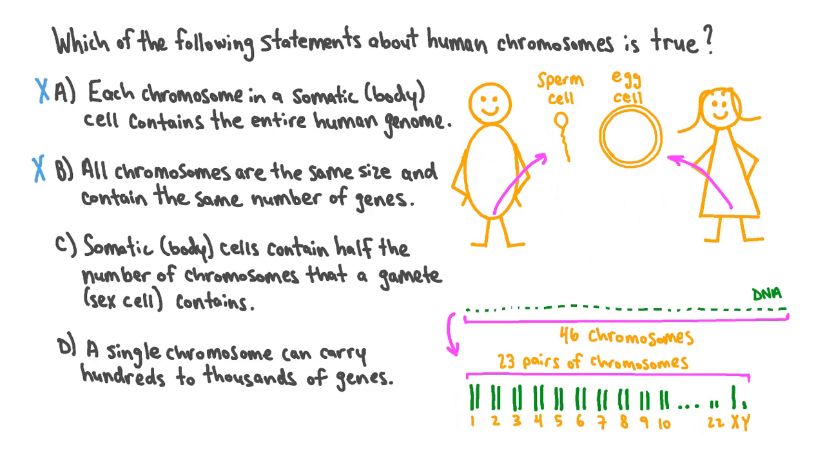Besides body or somatic cells, the human body can also produce sex cells. These sex cells, also called gametes, do not contain 46 chromosomes. Instead, they only contain one chromosome from each pair, so just 23 in total. This is so that when the sex cells combine during fertilization, the resulting embryo has the correct number of chromosomes in each of their cells, or 46 in total. So this statement is also incorrect, because it's the gametes that contain half the number of chromosomes, not the somatic cells. This then leaves this statement, which is true, because chromosomes can contain hundreds to thousands of genes.